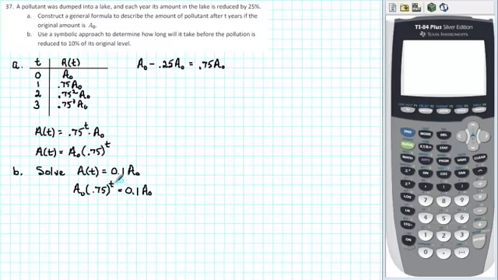Now our goal is to solve this equation for T. So the first step will be to divide both sides by A sub 0, our original amount. So if we divide the left side by A sub 0, we end up with 0.75 to the T. And if we divide the right side by A sub 0, we're left with 0.1.